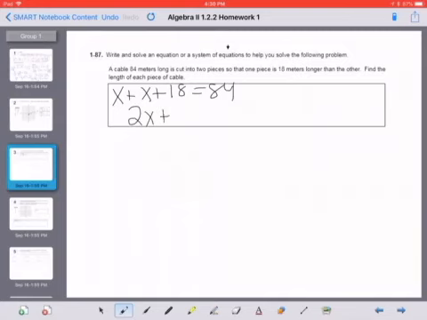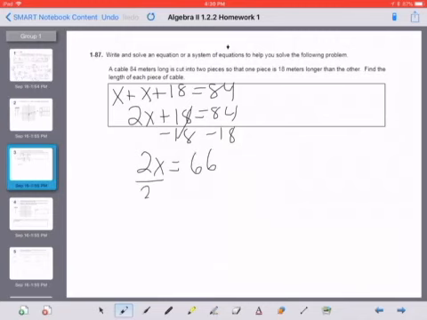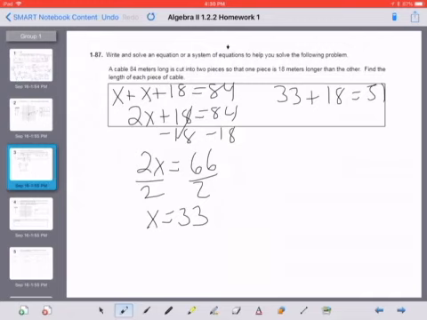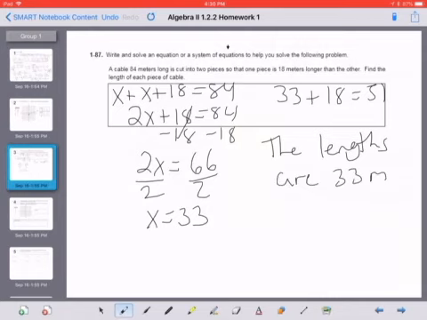So I got 2x plus 18 equals 84, minus 18. 2x equals 66. So then I know that one of my pieces is going to be 33. So then I do 33 plus 18 equals 51. So I know the lengths are 33 meters and 51 meters.